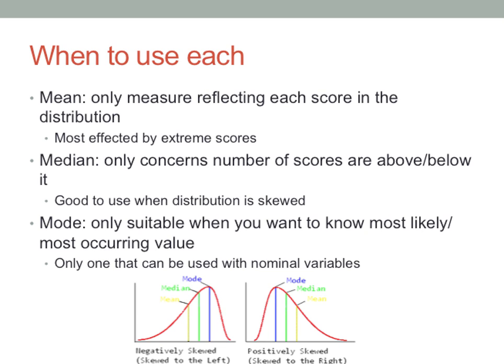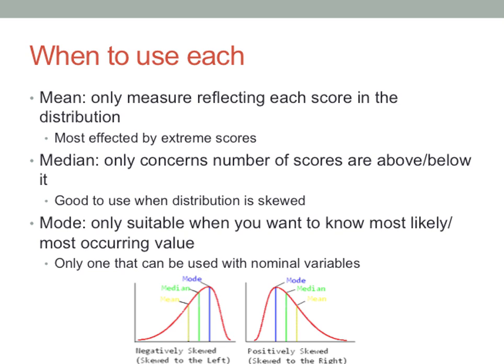So when do we use them? Well, first of all, the mean is the only measure that we have used here, mean, median, and mode, that actually reflects each score in the distribution. So every score that you have impacts the mean. If you took one away or added one, it would change. Well, unless, well, we don't need to get into that. It is most of the time going to change.